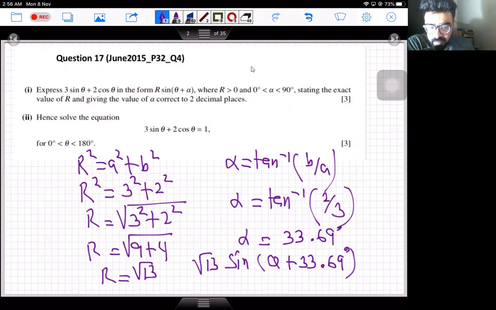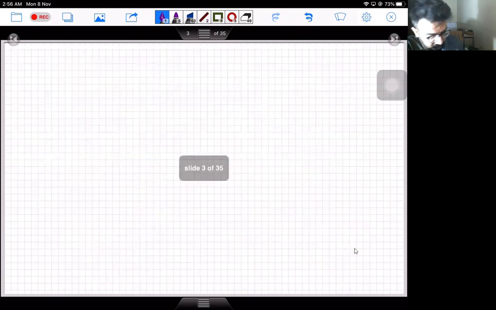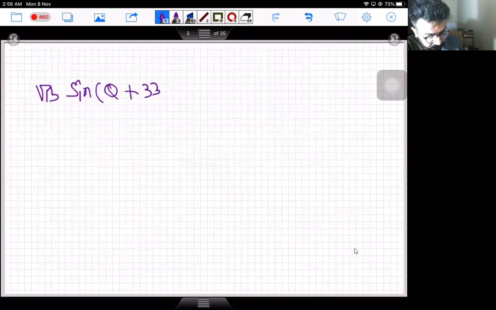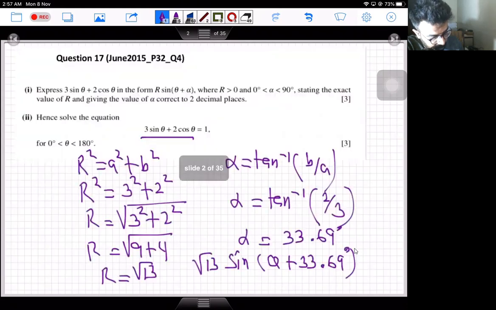Part 2 is saying: hence solve the equation 3 sine theta plus 2 cos theta equals 1. And the interval is 0 till 180 exclusive. 0 and 180 both are excluded from the interval. And in place of this harmonic form, 3 sine theta plus 2 cos theta, we can write root 13 times sine (theta plus 33.69). So if I want to solve this equation, this means I want to solve root 13 sine (theta plus 33.69) equals 1.